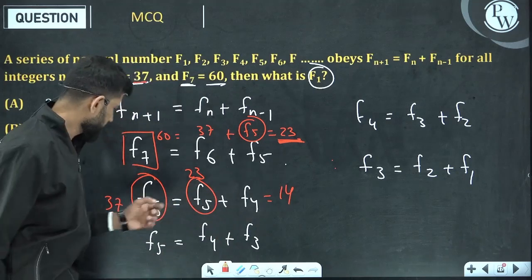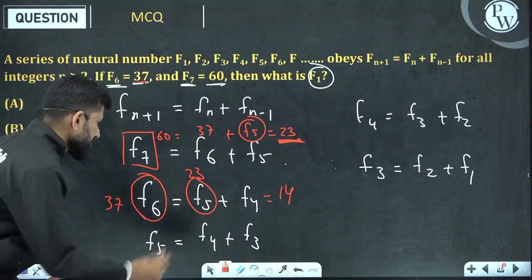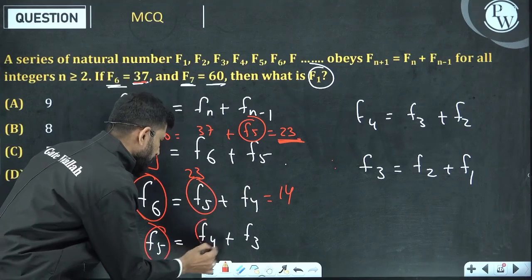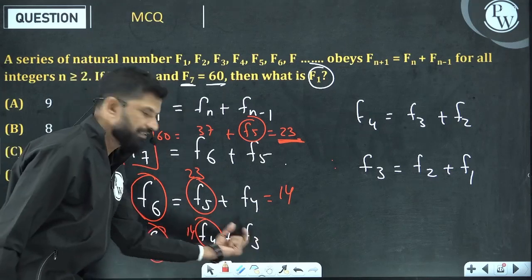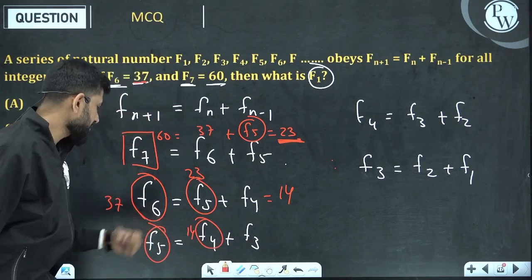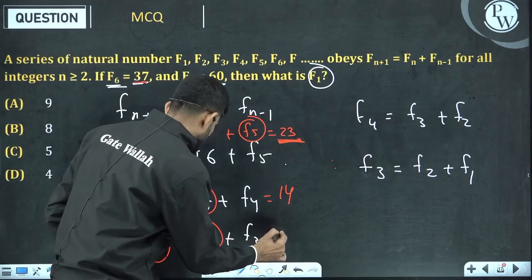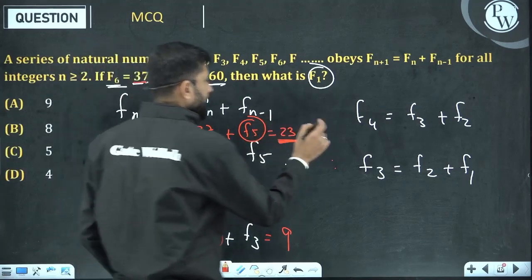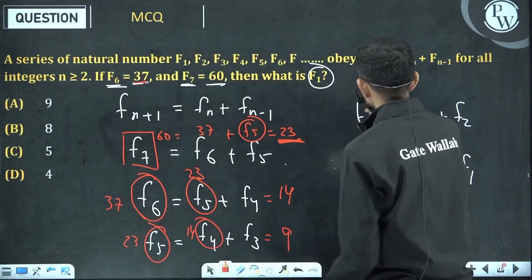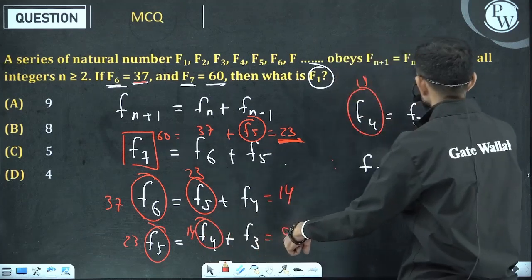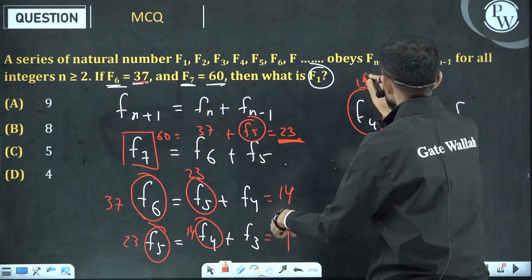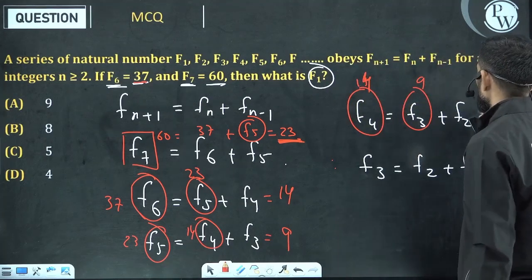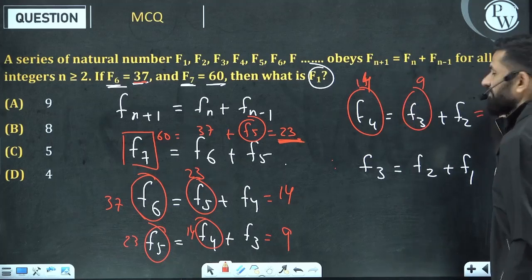Now you got the f4 value. Just come here. The f5 value is 23 and the f4 value is 14. Now if you want the f3 value, you send 14 to this side: 23 minus 14, so f3 comes 9. Am I right? Now coming here, f4 is already 14 and f3 we got is 9. From here, can we find the f2 value? If you send this 9 to that side, 14 minus 9, it will be definitely 5.